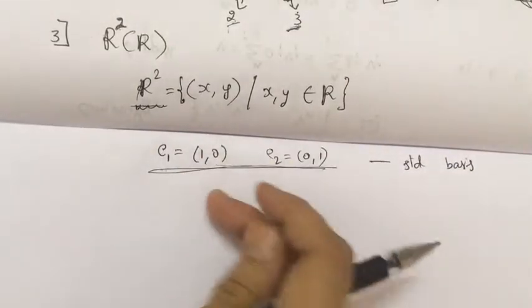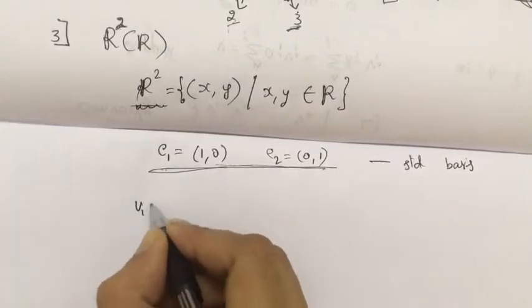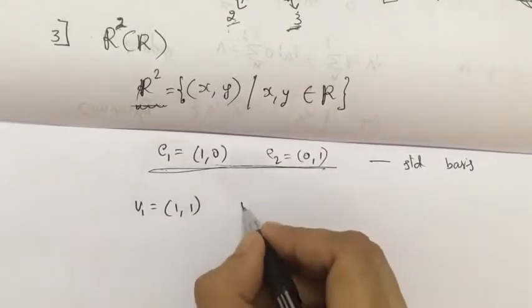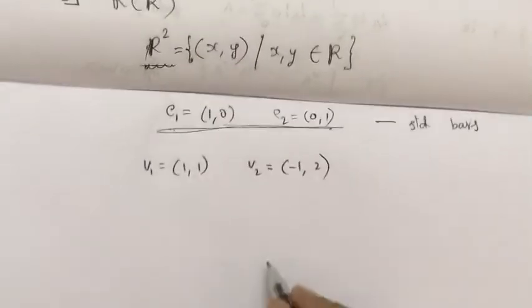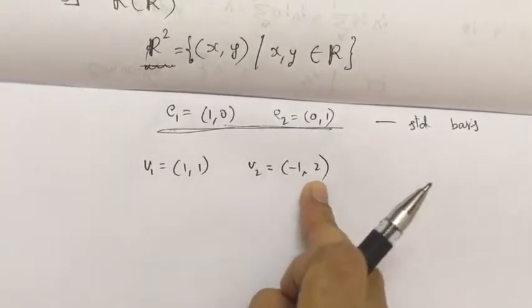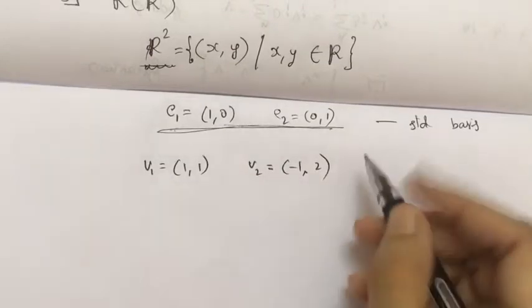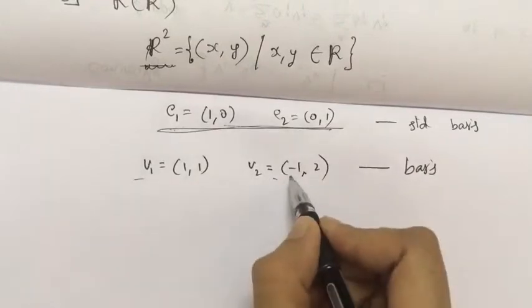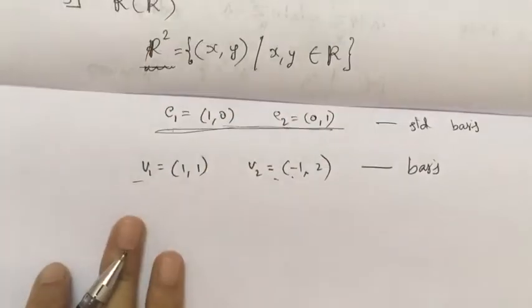Other than this, I may have some other basis. I can say the vector, say 1 comma 1, and another vector, say minus 1 comma 2. Now, these two vectors are linearly independent. You can just guess these two are linearly independent, and of course they form a basis. This is not the standard one. These two vectors are linearly independent and they form a basis for R2. You can always cross check.